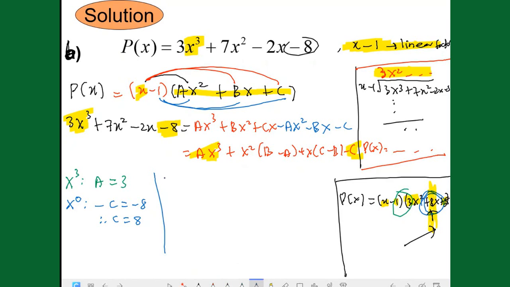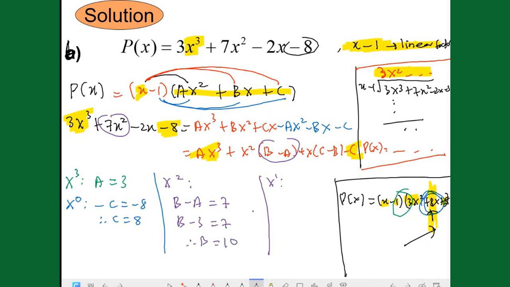Okay, B you can choose either x squared or x power 1. Let's say x squared, this was 7, this one b minus a. B minus a is equal to 7. So a is 3 and b minus 3 equals 7. Therefore b equals 10. Kalau yang guna x power 1 ni negative 2, ini c minus b is equal to negative 2. Compare je. c is 8, 8 minus b equals negative 2. B is equal to 10.